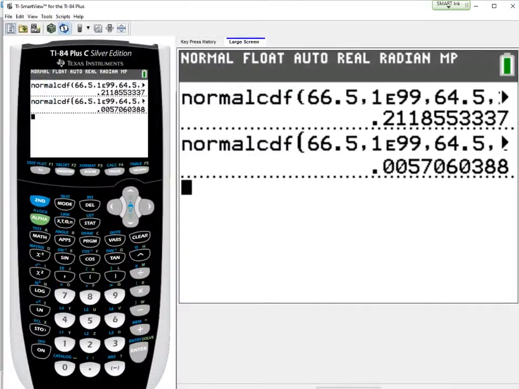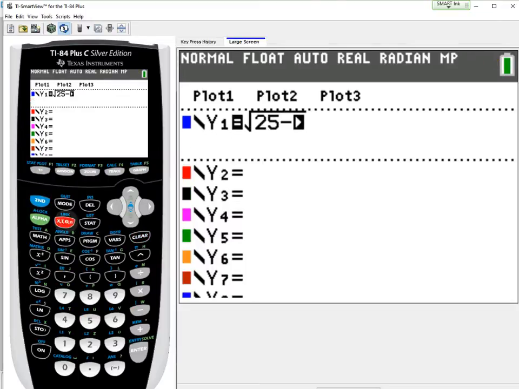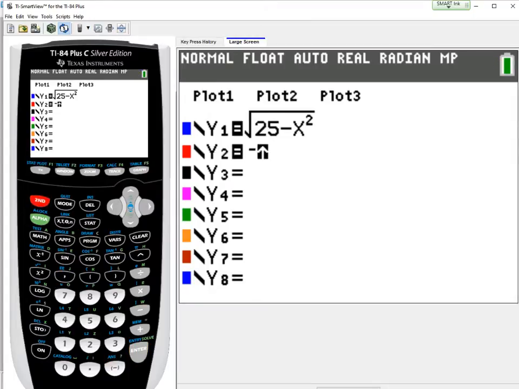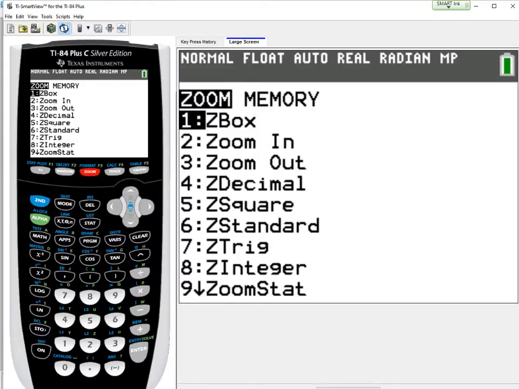So as I go to y equals, let's go ahead and clear that. I'm going to do the root of 25 minus x squared. And then I can do the negative root of 25 minus x squared. So check it out. Now, if you want to see a circle, you're going to have to zoom square this thing because it's not in a square window.